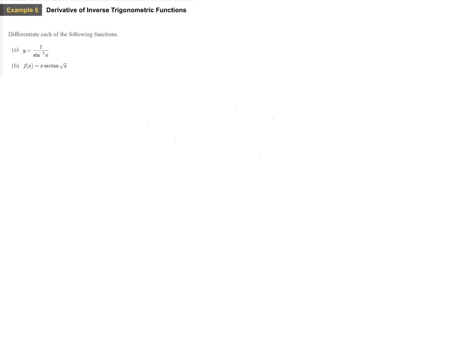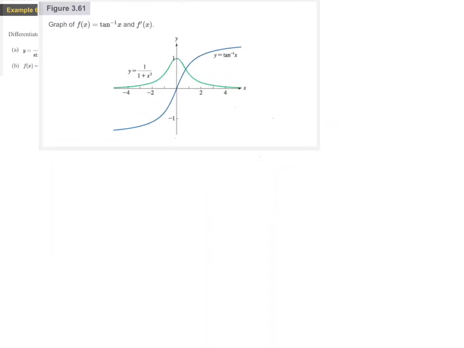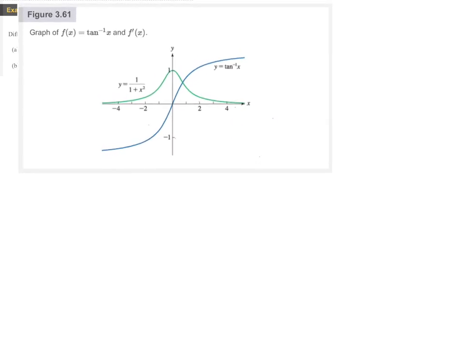All right, so let's go ahead and try. This is example 6, and this is actually the last example that we could possibly work today. I did want to show you, when I did the derivation of tangent, there's a picture that is in your textbook. Can you see this? So 1 over 1 plus x squared is the derivative of the function tangent inverse of x. Can you see that tangent inverse is just flipped tangent? And it has asymptotes along the top and along the bottom, just like tangent would have vertical asymptotes. This one has horizontal asymptotes.